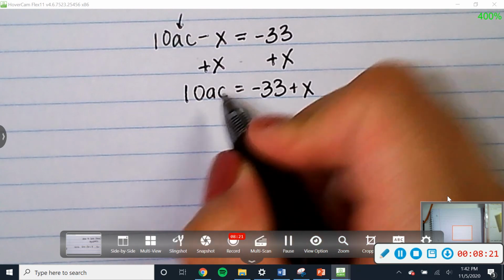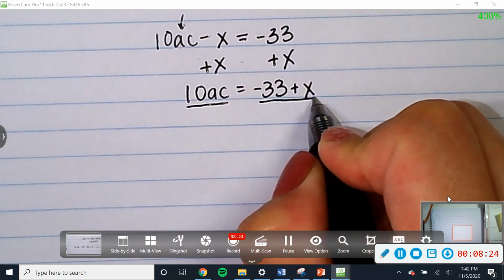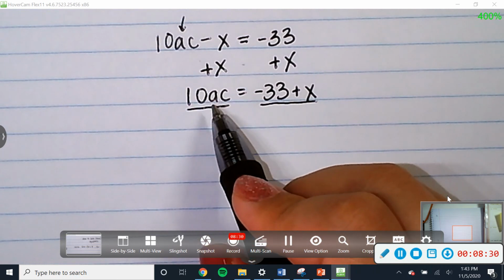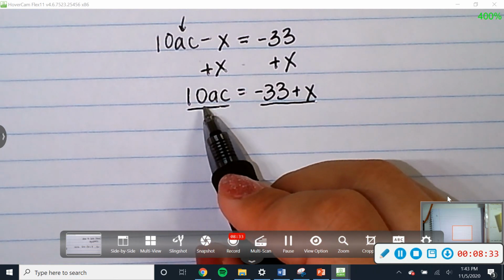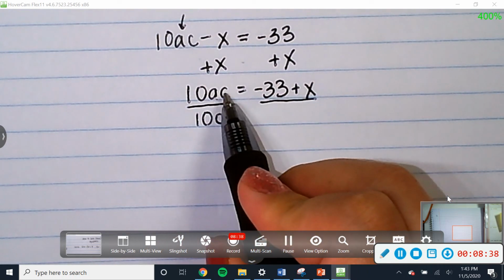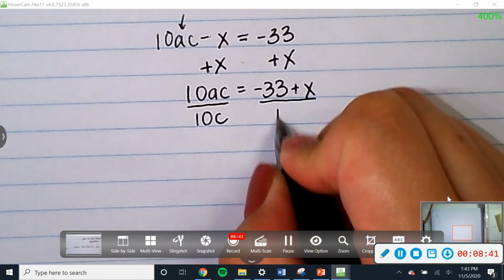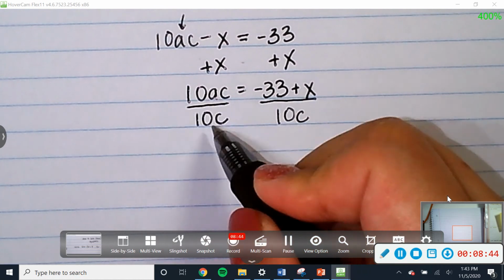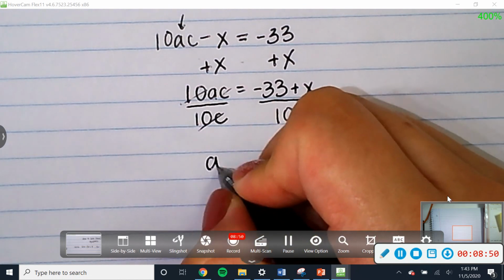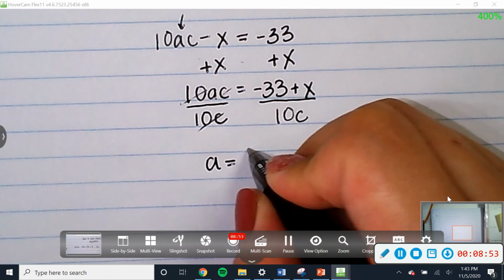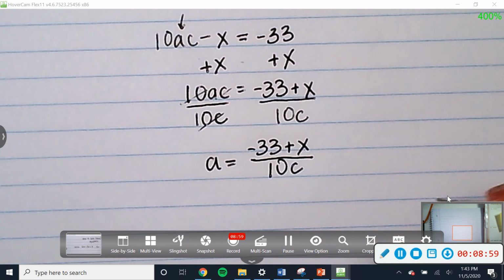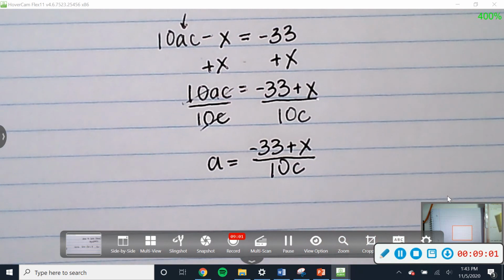So usually we would divide on both sides, but in this case, whenever we have multiple things that we need to get rid of, they're all being multiplied together, so we can divide these simultaneously. So I'm not just going to divide by 10, I'm also going to divide by c, because all of this is being multiplied together, so I can divide all of it. Whatever I need to get rid of. So I'm going to cancel out the 10 and the c simultaneously. And that just leaves me with a equals negative 33 plus x divided by 10c. You can leave your answer in this format. You don't need to simplify further.